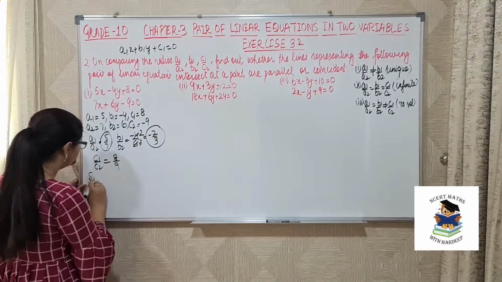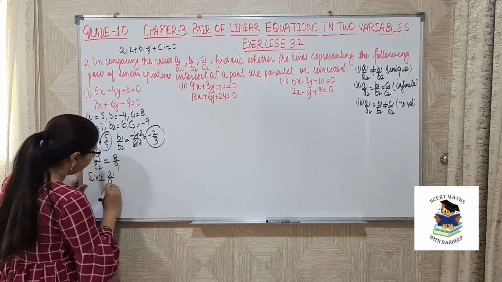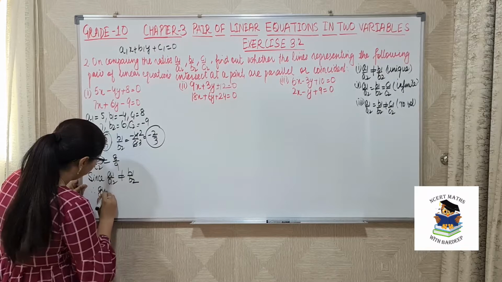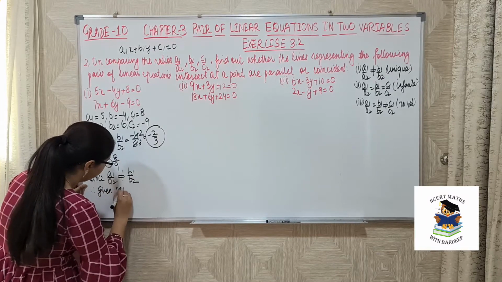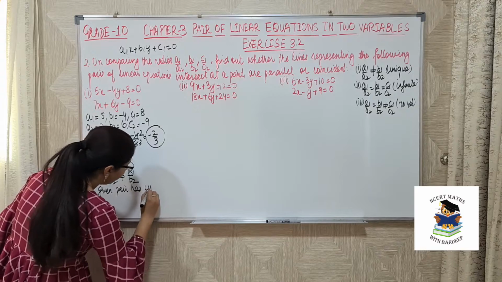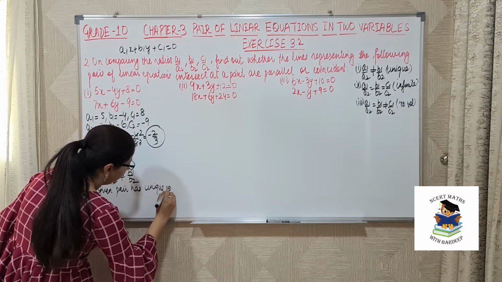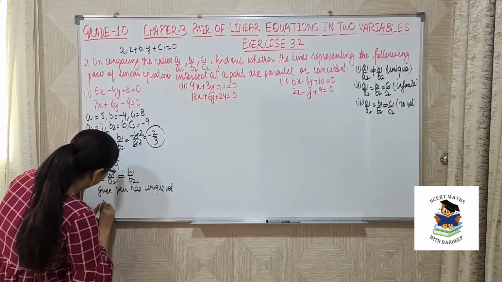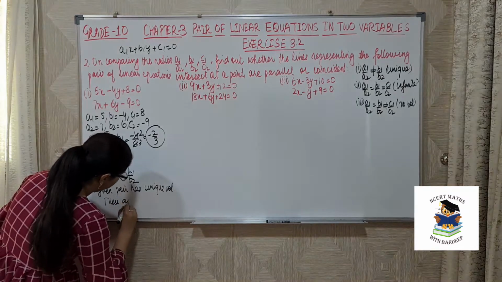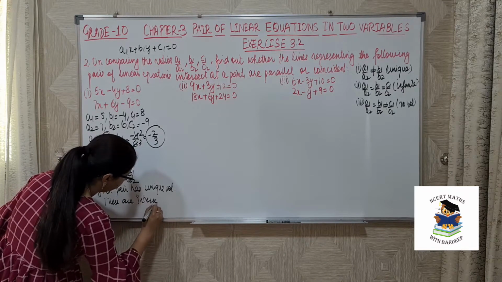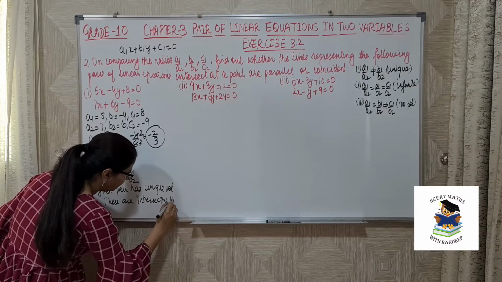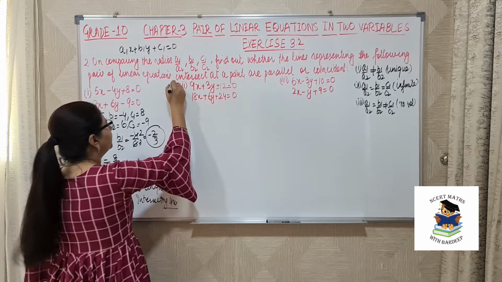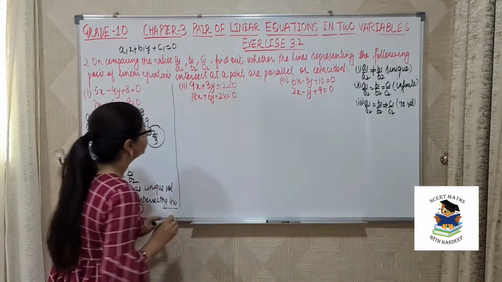So we will write, since a1 by a2 is not equal to b1 by b2, therefore the given pair has a unique solution. But they have asked us whether this is intersecting at a point, so we will say yes, these are intersecting lines. I hope this is clear. Why intersecting? Because a1 by a2 is not equal to b1 by b2.